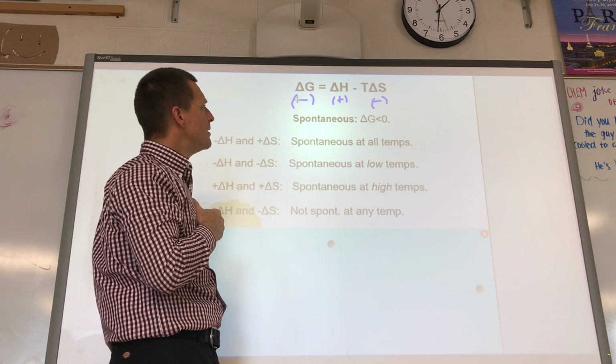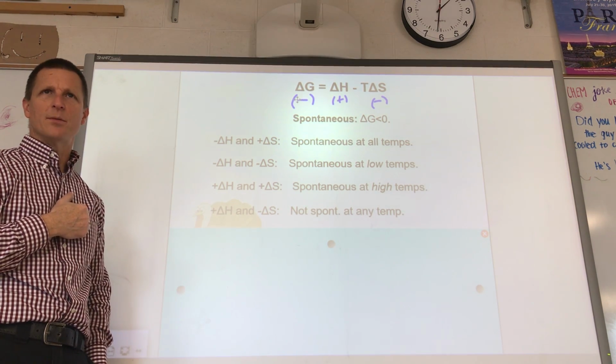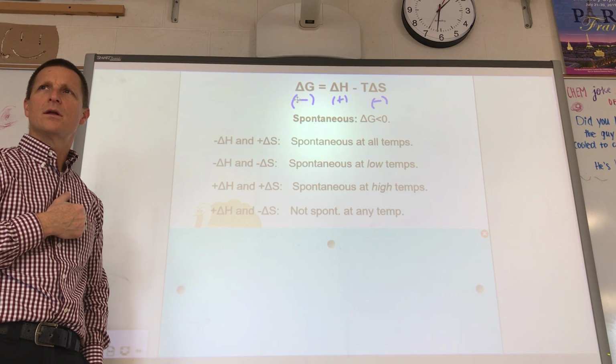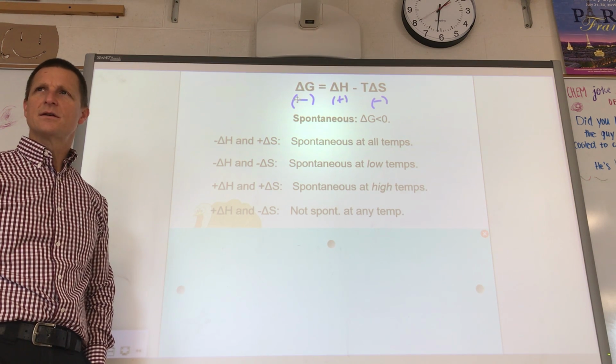Is there a table for this? Yes, there is. Positive delta H and negative delta S. Look at the table, it's in the book. Did they give a table that describes this? Okay.